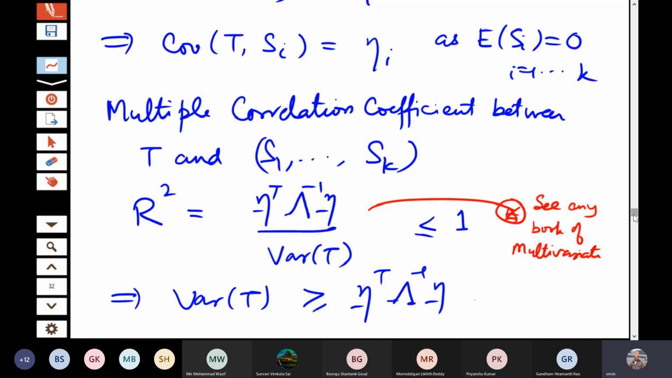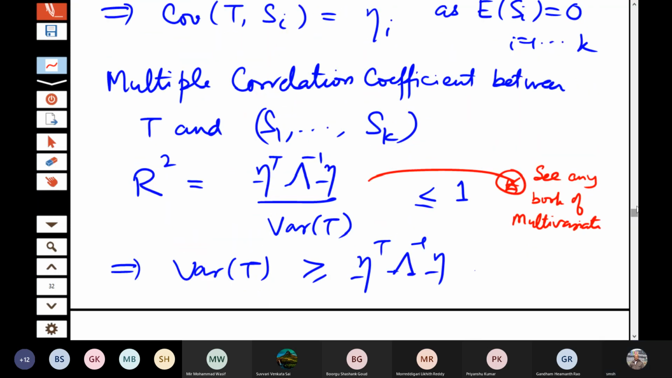And if we consider all of them together, then I get a term like eta prime lambda inverse eta by variance of T. So this is less than or equal to 1. That gives me easily, because this term I am adjusting here on the left and on the right hand side. So variance of T is greater than or equal to eta transpose lambda inverse eta. Now, of course, since we have used all of them, there must be some advantage. Otherwise, why should we consider this more complicated situation? There must be some advantage of this inequality, this Bhattacharya's bound.